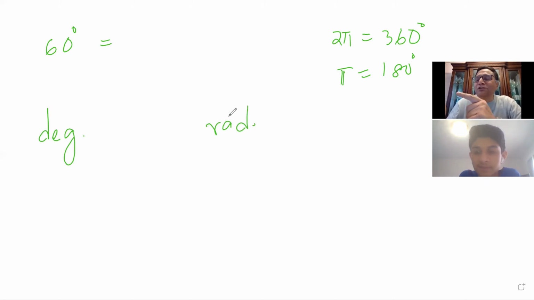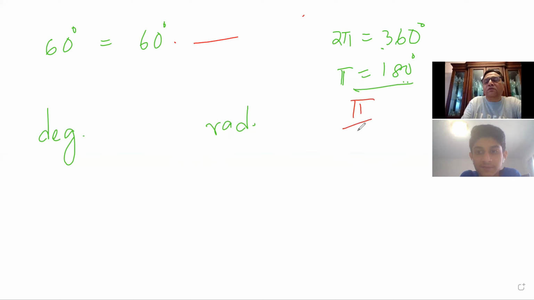I want radians on the top and degrees in the denominator. So degrees cancel. Do you see that? Degree is this part, 180. So I'm multiplying by something which is 1: pi over 180 is 1, correct? I have to multiply or divide by 1, basically.